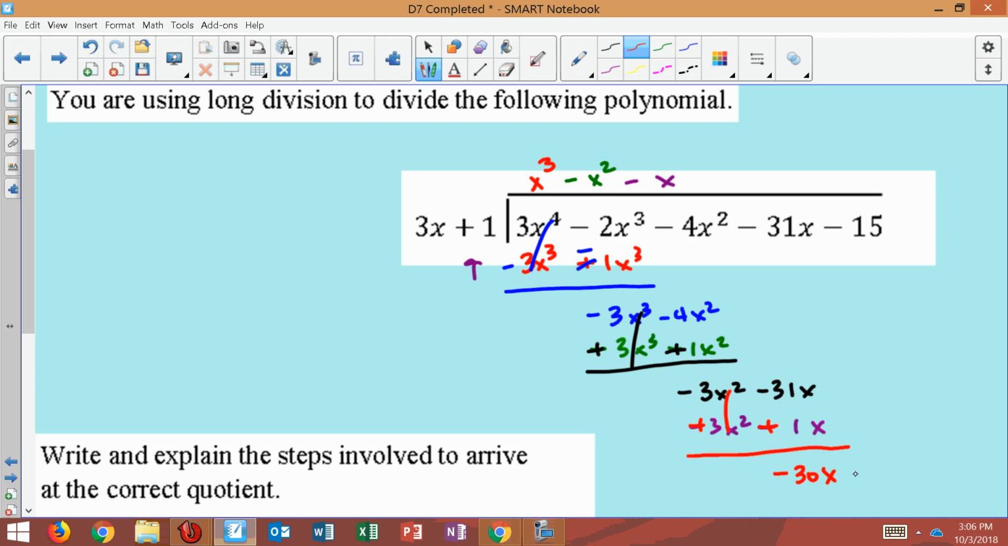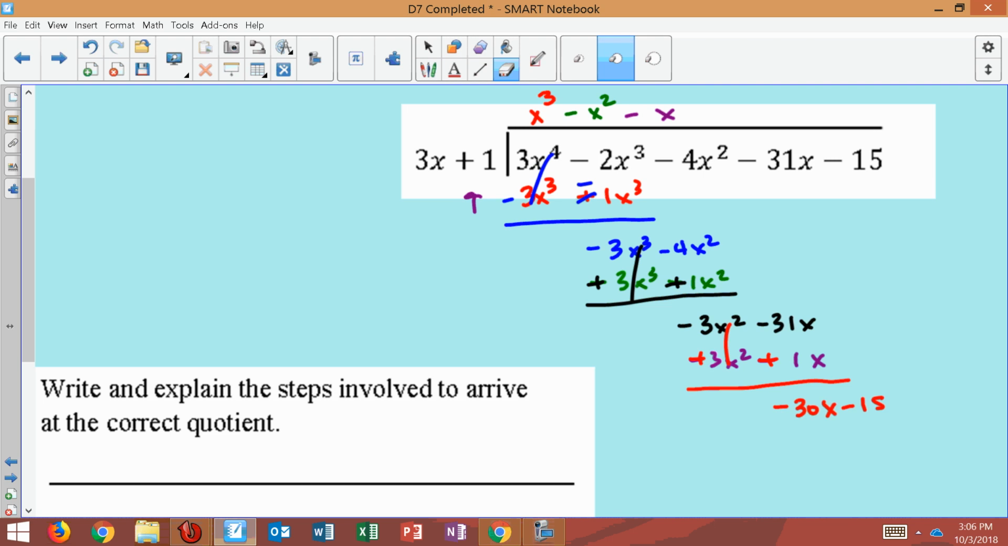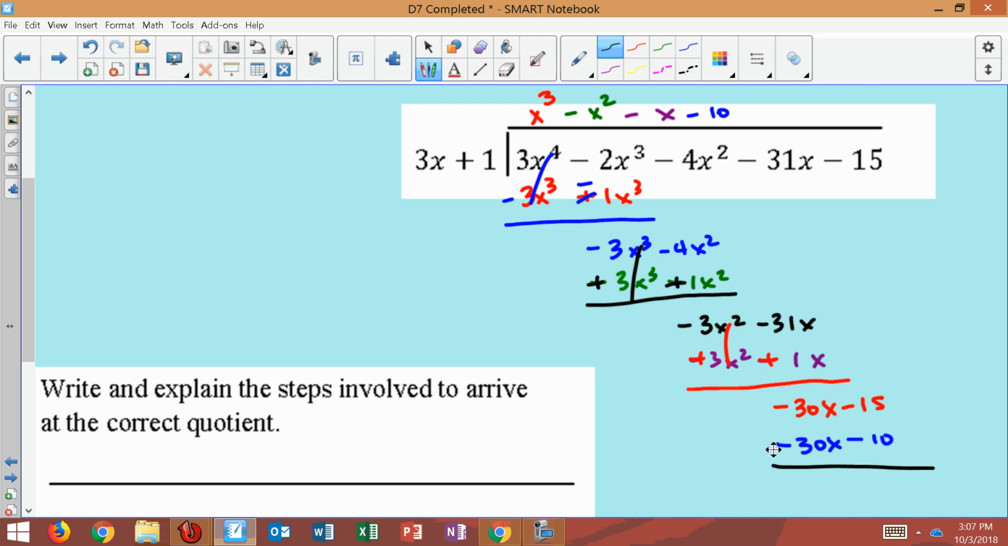Drop your last term, minus 15. Now we ask ourselves one more time, what do I need to multiply this first term by to get this term? Answer is negative 10. I multiply by negative 10, I get negative 30x. And then negative 10 times 1 is negative 10. Fundamental rule of division, switch your signs. This goes positive, this goes positive, this goes away. We find out we have a remainder of negative 5.